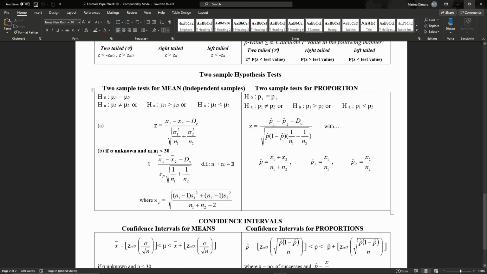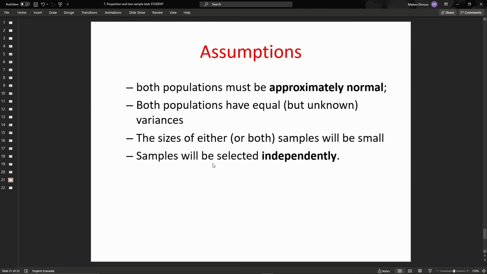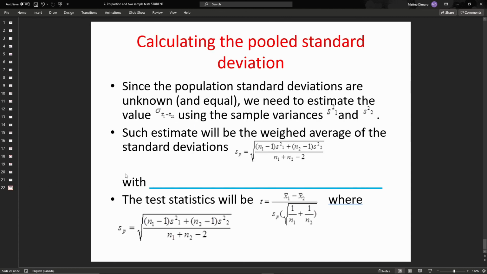And also, check it out. Remember, DF is degrees of freedom. So degrees of freedom is there's two populations, add up the total number of samples, so N1 plus N2, and then subtract 2 instead of 1. So yeah, that also happens. What are some assumptions? You know, this is the background theory stuff, but assumptions we're making are both populations are approximately normal. Both populations have equal but unknown variances. And the size of either or both samples will be small, and the samples are selected independently. So here we go.